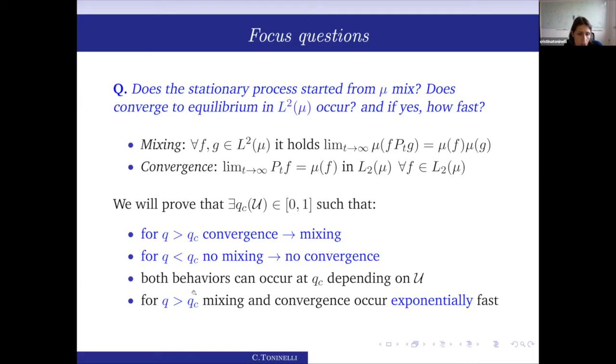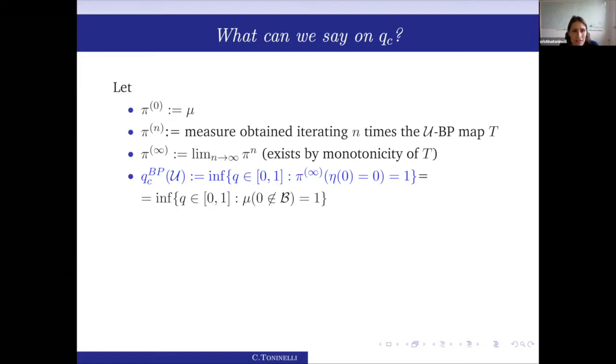mixing regime. We will prove that when Q is bigger than the critical density, so in the mixing regime, convergence to equilibrium occurs exponentially. So the mixing occurs exponentially fast. And we will then study the speed of convergence in this exponential mixing. So now, what can we say on this critical density?